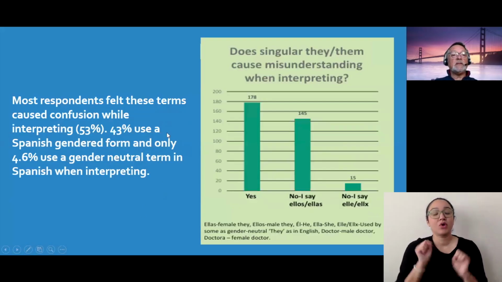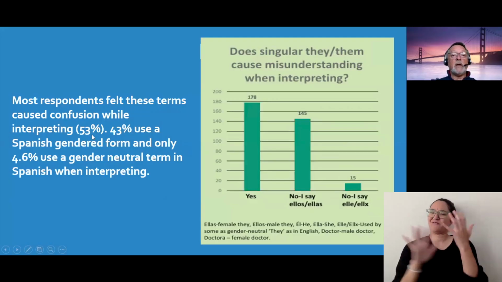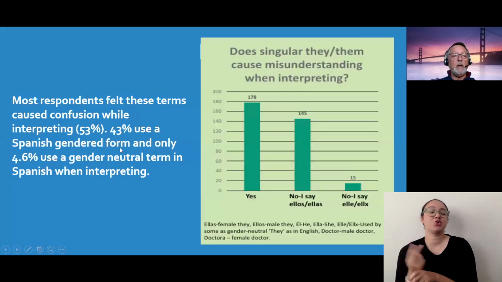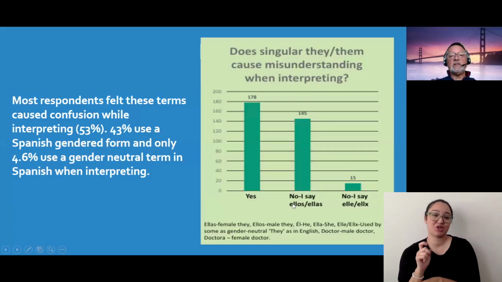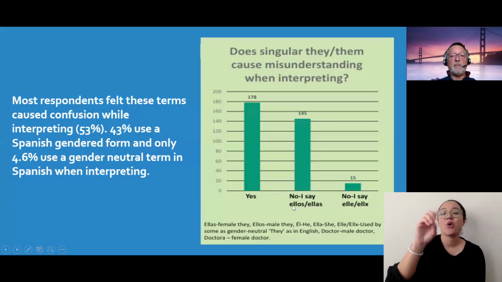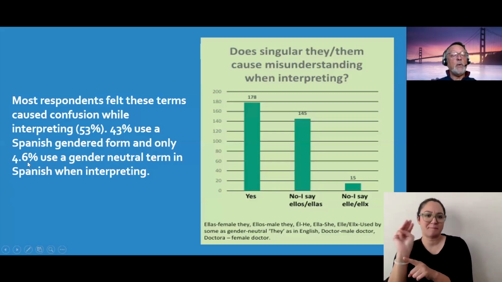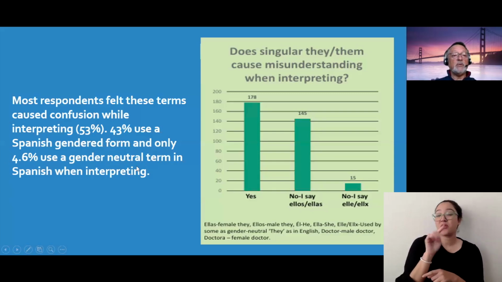So most respondents felt these terms caused confusion while interpreting, about 53%. 43% use a Spanish gendered form. In other words, they just say ellos or ellas, where ellos would be they masculine and ellas would be they feminine. And only 4.6% use a gender neutral term in Spanish when interpreting.